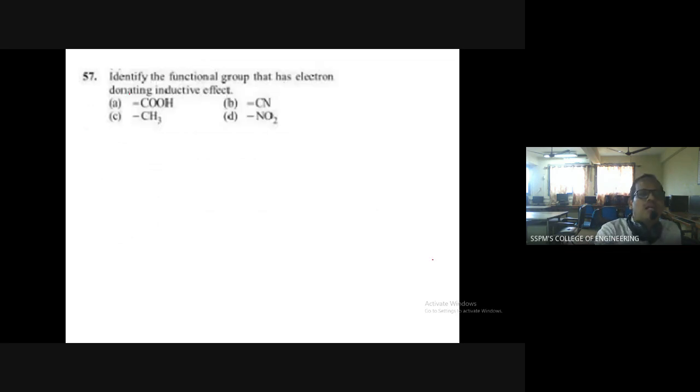We will address this. Identify the functional group that has electron donating inductive effect.